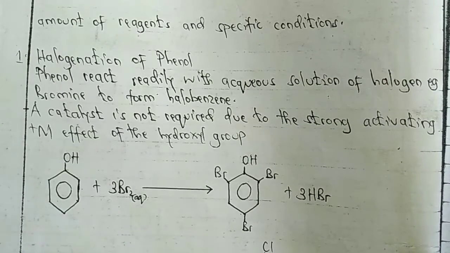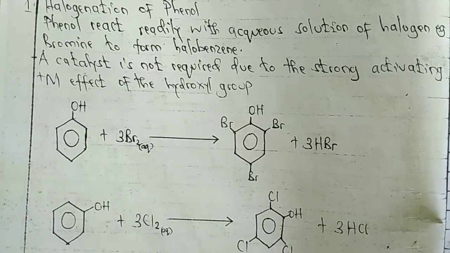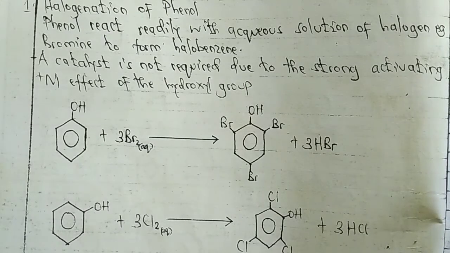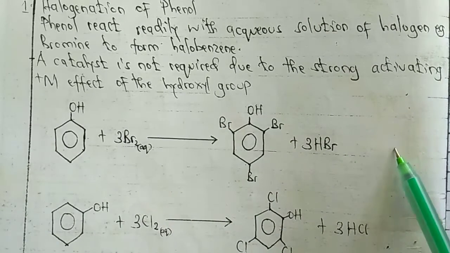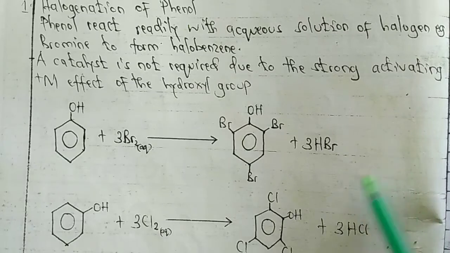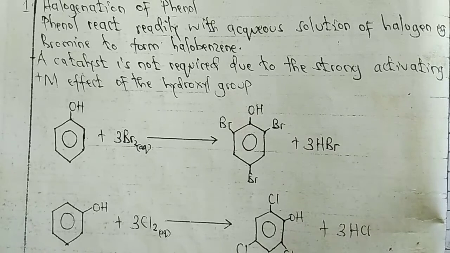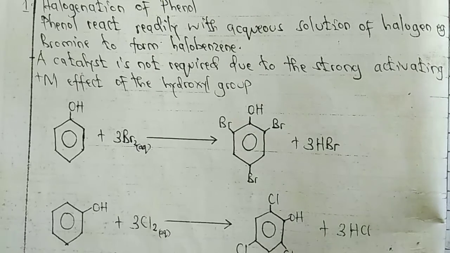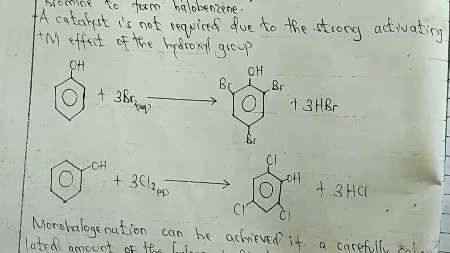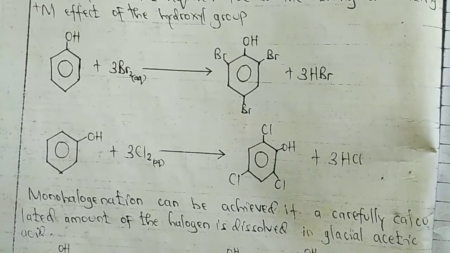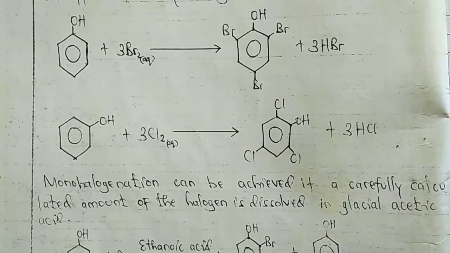Tuanze na halogenation of phenol. A phenol reacts with an aqueous solution of a halogen such as bromine to form a halobenzene. A catalyst is not required due to the strong activating positive mesomeric effect of the hydroxyl group. In benzene, this reaction requires a Lewis acid, for example aluminium bromide or iron(III) bromide, as a catalyst. But in phenol, the reaction doesn't require a catalyst, and it tends to halogenate all the ortho and para positions.